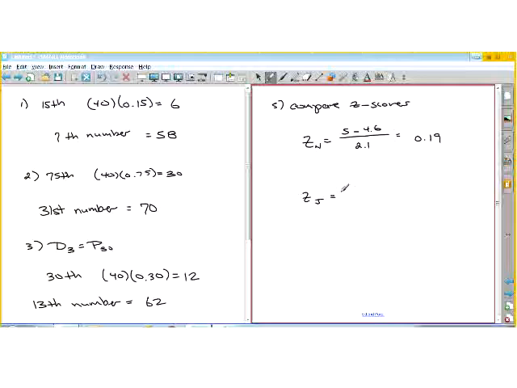Whereas for Janet, her score was a 6 with an average of 4.9 and a standard deviation of 2.3. So the Z-score there is 6 minus 4.9, which is 1.1, divided by 2.3. So the answer is 0.48. So since Z sub J is greater than Z sub N, Janet did better.